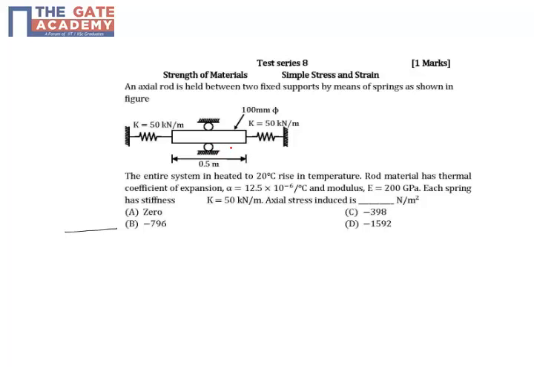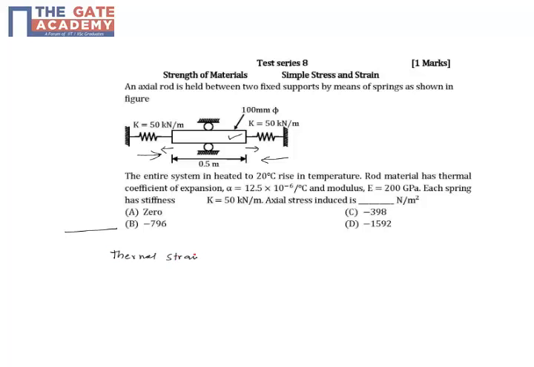Because of the rise in temperature, the rod will expand on both sides. But the springs, which are initially free, will now compress, so they try to oppose and provide a force in this direction on both sides. Because of that, a compression is set up in this rod. So now what we do is find out how much the thermal strain is.